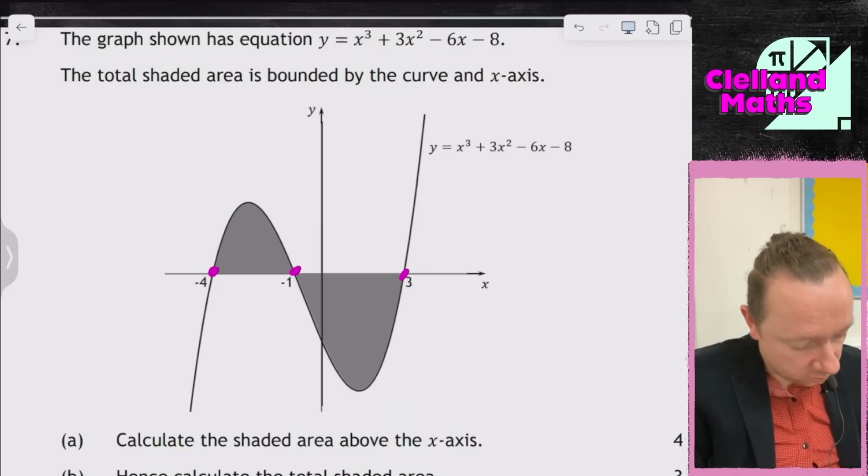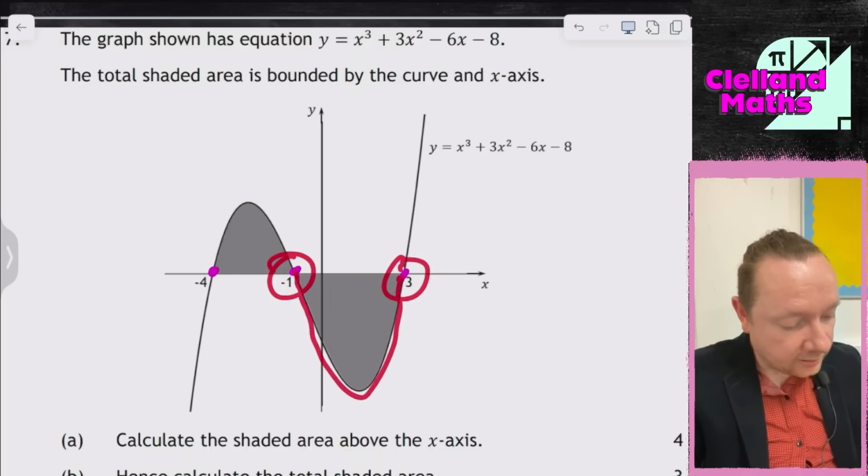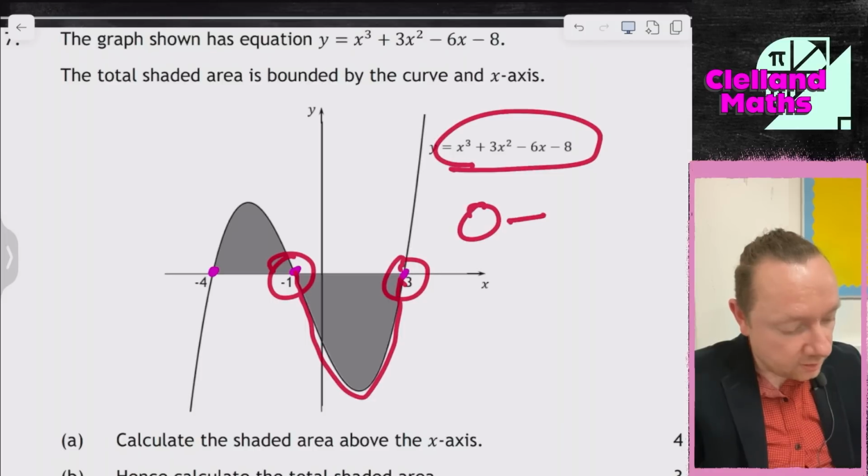Part B, hence calculate the total shaded area between minus 1 and 3. So it's between minus 1 and 3, but underneath the axis. So it's 0 minus this, because I'm going underneath basically x equal to 0 here.